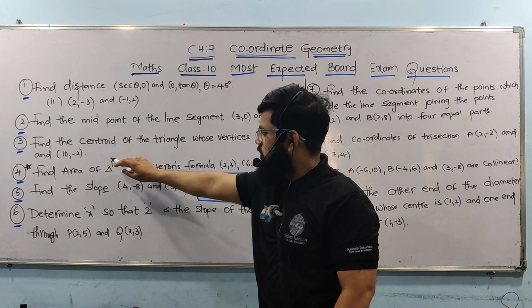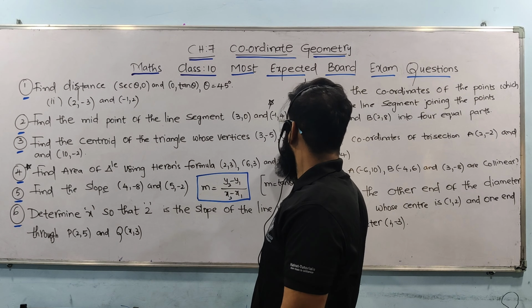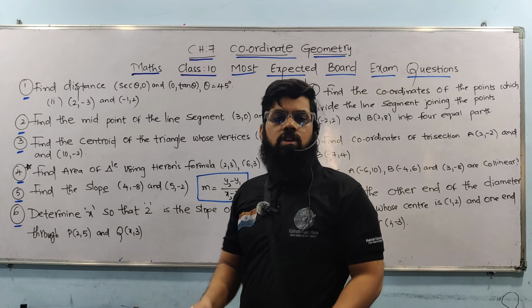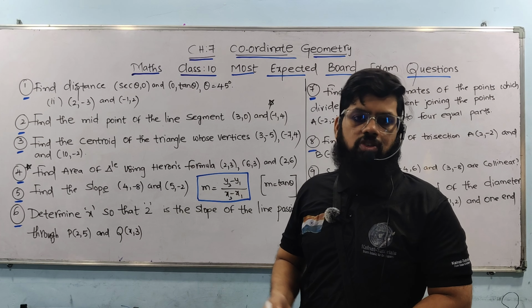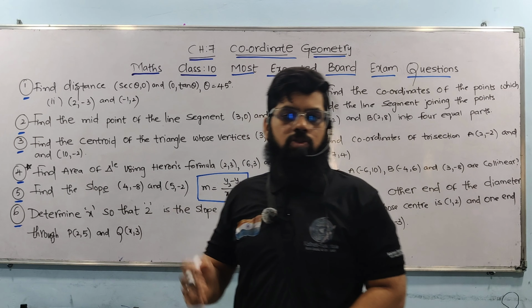And coming to the next one, find the centroid of the triangle whose vertices are (3, minus 5), (minus 7, 4), and (10, minus 2). Okay, for finding the centroid you are going to use the formula G(x, y) is equal to (x1 plus x2 plus x3 by 3, comma, y1 plus y2 plus y3 by 3).